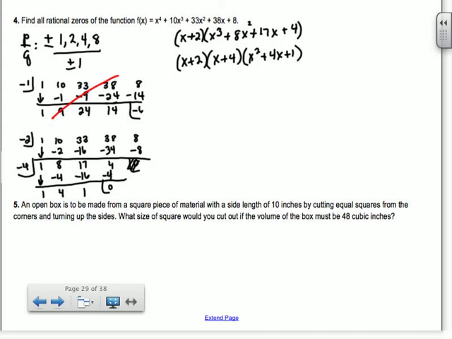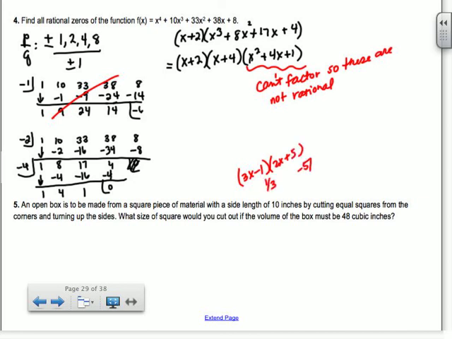Can you factor anymore? No. Okay, if you cannot factor, these will not be rational zeros. Can't factor. So these are not rational. Rational means a fraction. Remember, if I had 3x minus 1 times 2x plus 5, your answers would be 1/3 and negative 5 over 2. Those are in fraction form. So if you can't factor, you're not going to get rational answers. All right, so your only rational answers are x equals negative 2 and x equals negative 4.